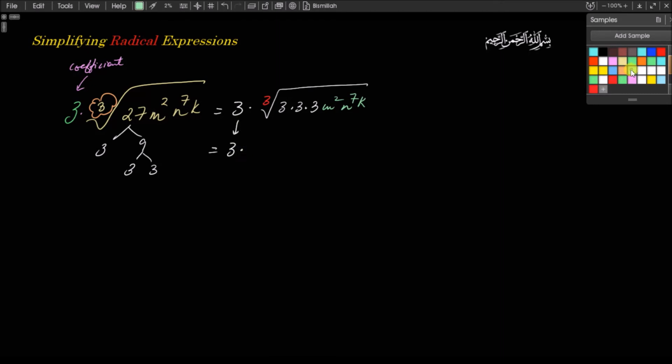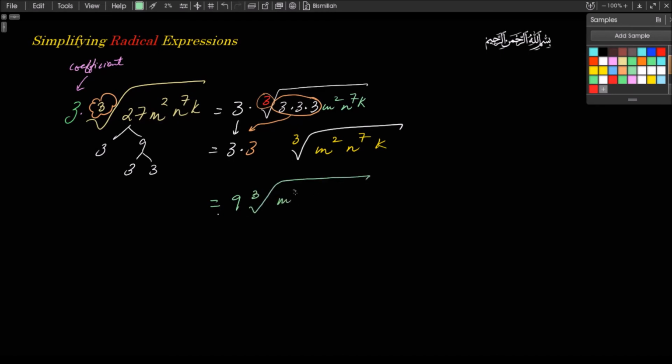And simplifying this, I'll just rewrite this 3 from here. Now these 3 over here, they will come out because this is 3 slices and you'll make 1 sandwich because we're taking a cube root. And then I'm going to write the radical symbol over here. But then I have m squared n to the 7th and k. I better write that cube root over there again. Okay, so you can simplify these over here. So that 3 times 3 is 9. Okay, and we have a cube root of m squared n to the 7th and k.